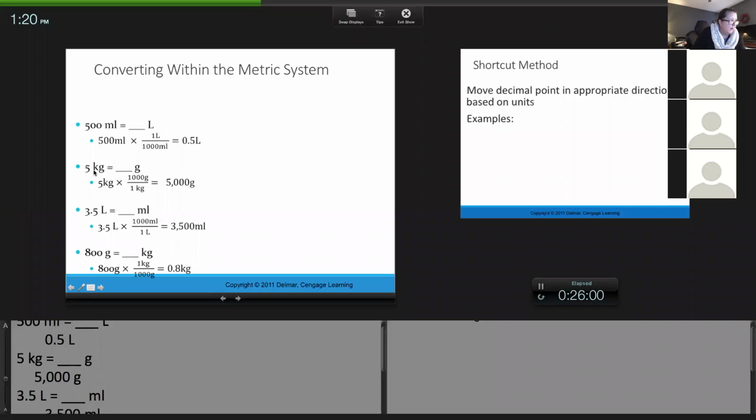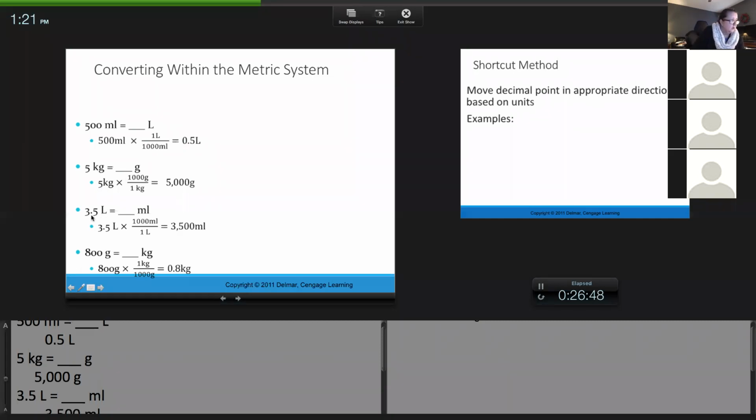And this one, you have 5 kilograms, but we want to know how many grams that is. Well, 1,000 grams is on the top because we want to know grams. So you have 1,000 grams is 1 kilogram, but we have 5 kilograms. So you cross off those kilograms, and then you multiply across. You multiply 5 times 1,000. That gives you 5,000 grams over 1, which equals 5,000. So there's 5,000 grams in 5 kilograms.